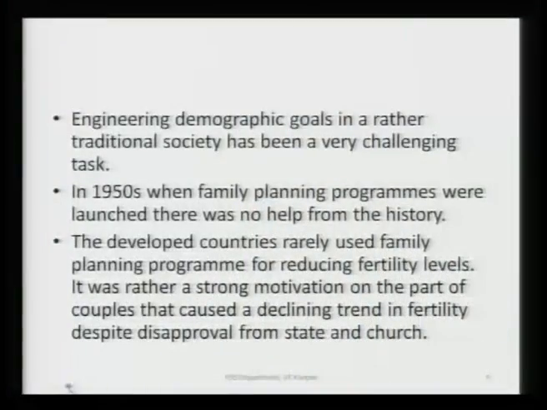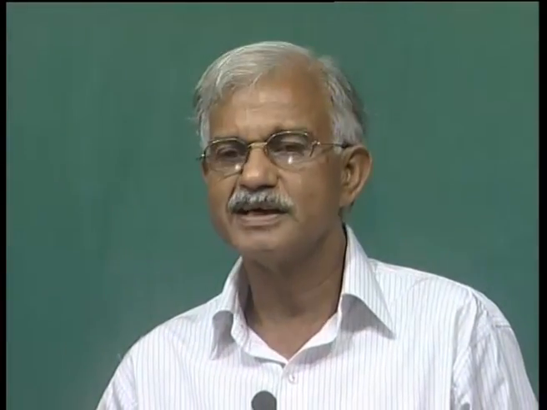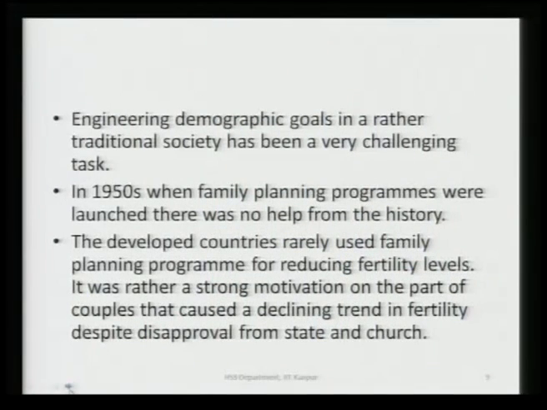Engineering demographic goals in a rather traditional society has been a very challenging task, however. In the 50s, when family planning programs were launched, there was no help from history. India was the first country. So, we did not know what kind of programs succeed in what kind of setting. The developed countries rarely used family planning programs for reducing fertility levels.